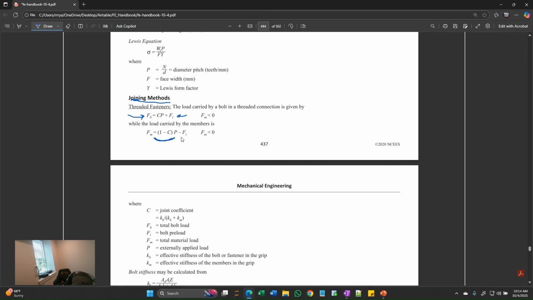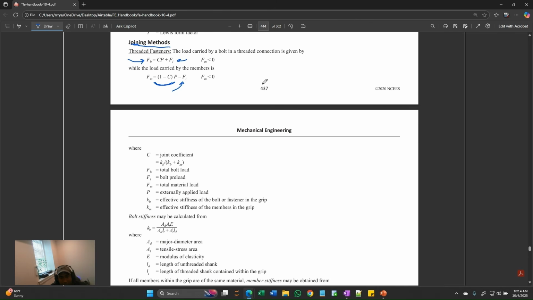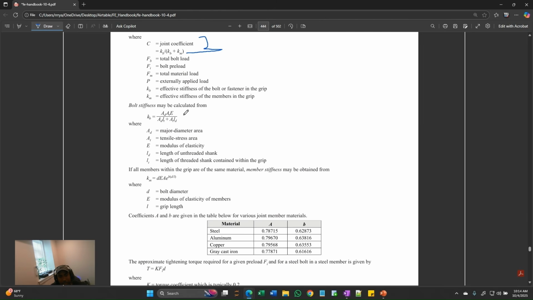And then the preload is compressive on the member. It's not tensile like it is on the bolt. Bolt is being stretched, members are being compressed. You can see they define the joint coefficient over here. And we also have an equation for the bolt stiffness. Not applicable for us in this problem, but it's really just a function of major diameter, tensile stress area, elastic modulus, and some other geometric parameter. So if you needed to find the bolt stiffness, you could definitely find it using this equation.